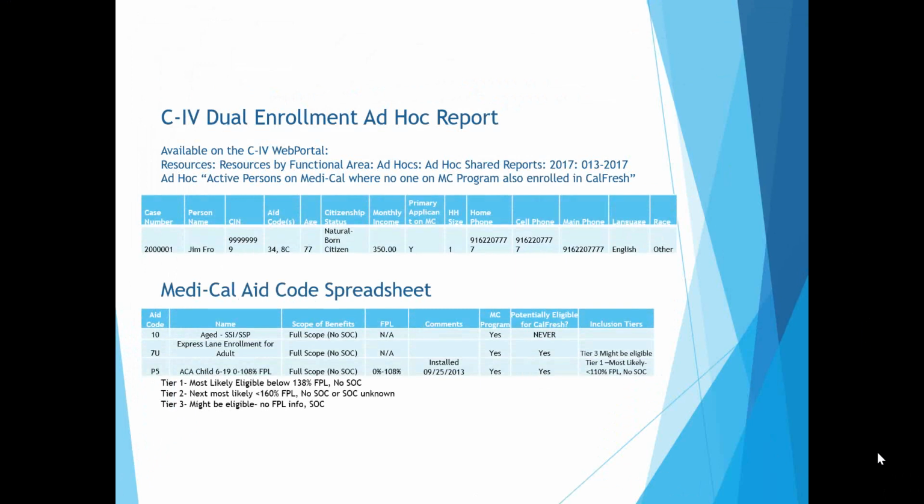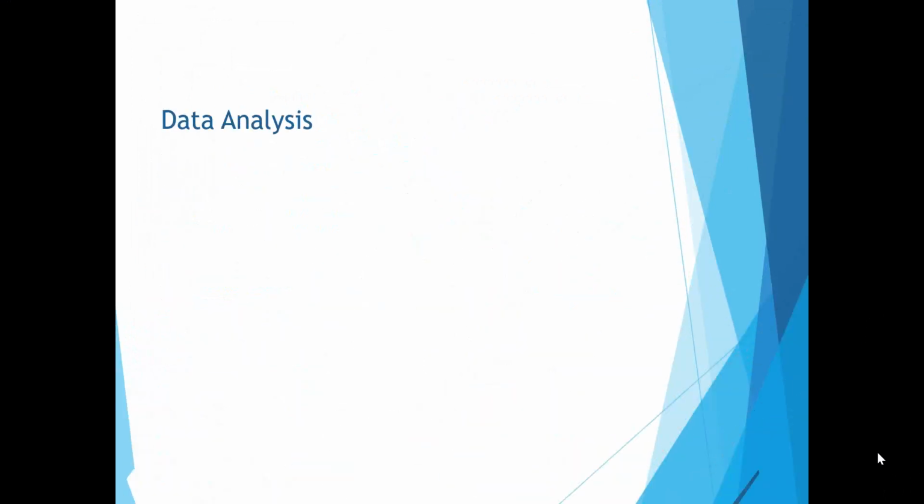Basically we have 3 inclusion tiers: tier 1 being most likely eligible, under 138%; tier 2 under 160% with no share of costs or maybe a share of costs; and then that last tier may be eligible. So we basically took the information on both of these and used this to find the target population. I'm going to go into how we did that.